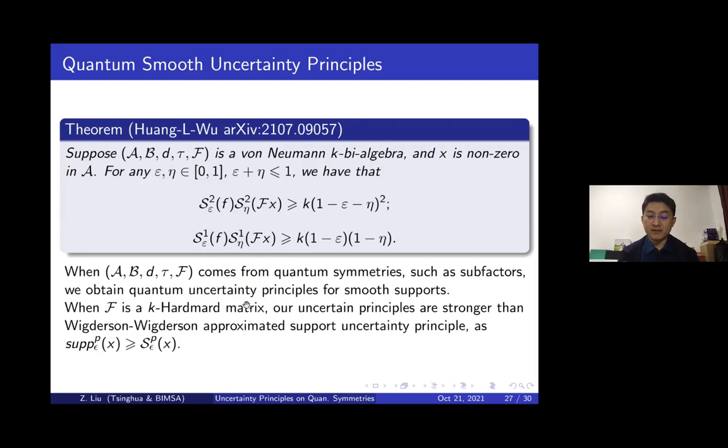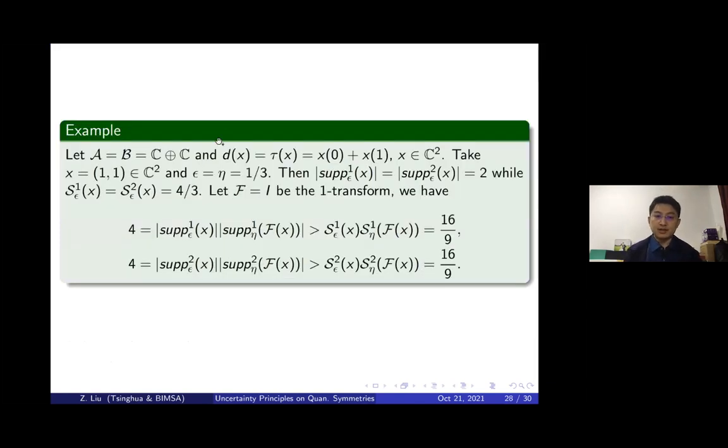Now, even for the case of K-Hartmann matrix, this inequality is stronger than their case. And indeed, even for the two-dimensional commutative algebra, we can write down an example, a pretty random example, and say, okay, if we compute the product of two supports, in our case, it doesn't have to be an integer. It's like 16 or 9, and in their case, it's 4. So our number is actually much smaller than their number. So this is an improvement, or somehow a stronger inequality, for this Donoho-Stark type uncertainty principle.